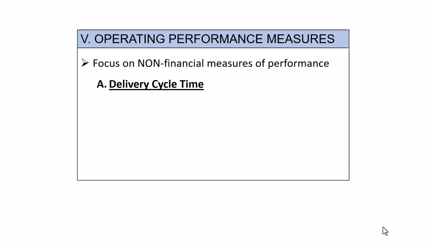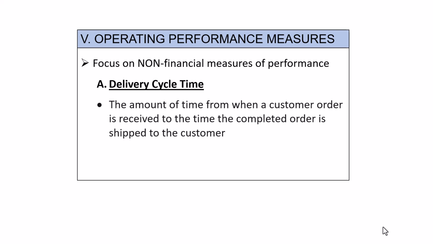The first calculation is delivery cycle time. This measures the length of time from when an order is received to the time it is shipped to the customer. This could be a determining factor for some customers. Some customers are going to need to make sure they can get their products on time. The formula is wait time plus throughput time.